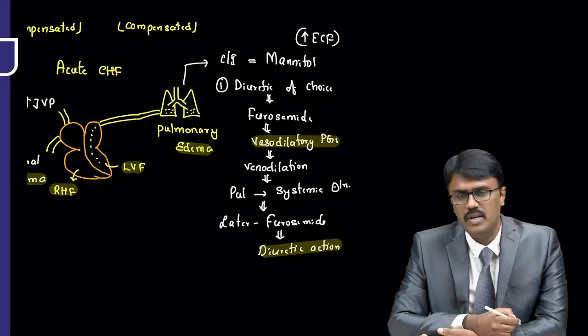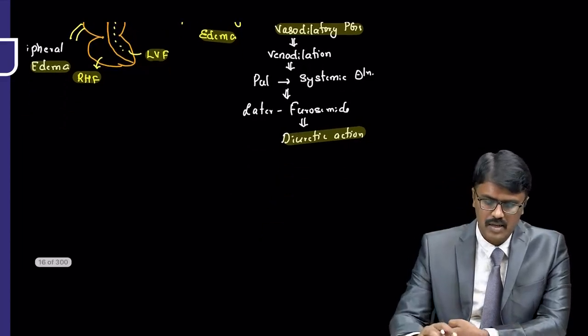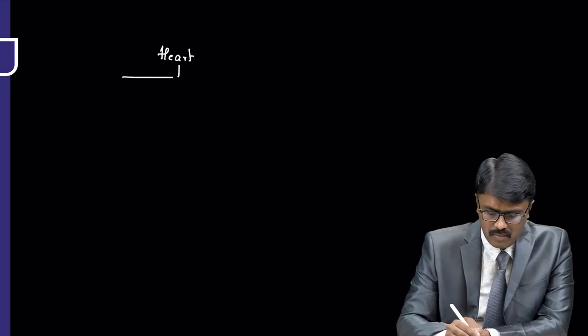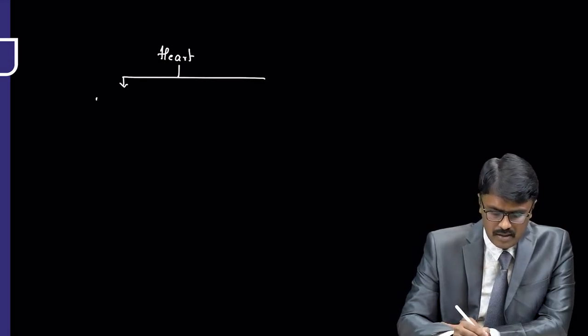So first, we used the diuretic. The second important thing is that the heart is failing. So when the heart is failing, what should I do? I can do two things. Number one, increase the working capacity of the heart.